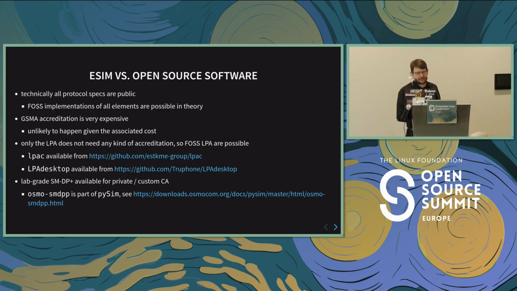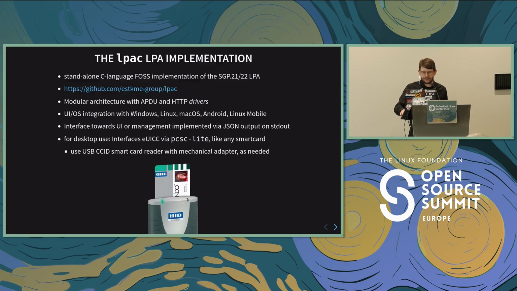There is LPAe Desktop, which is something that Truphone, an eSIM issuing company, created at some point. That's a GUI application. And in terms of SM-DP+, actually, I wrote an SM-DP+ for testing and hacking purposes, but of course, as I said, you can't operate that productively due to the GSMA requirements. So the LPAc, which we'll cover here, the local profile assistant in C, is a standalone open source project that implements this functionality.